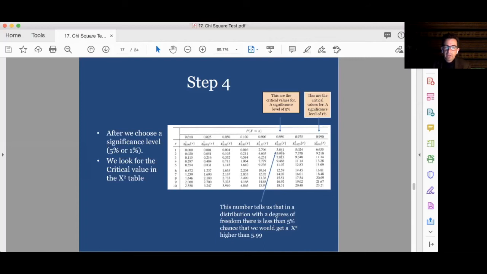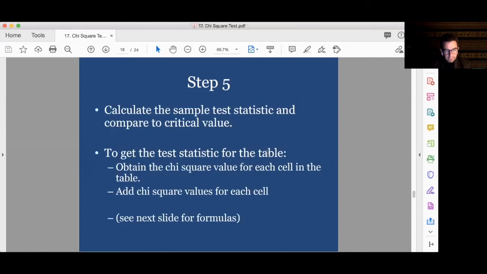So we are getting this critical value that is sort of like our decision rule. If we get a number higher than this, we're going to reject that our table came from a population where there's no relationship, because there's less than a 5% chance that we would get it. But if we get a number from our table that is lower than this, there's more than a 5% chance that it came from a population where there's no relationship. So that's what we do in step 4. And this will become more clear when we do an example.